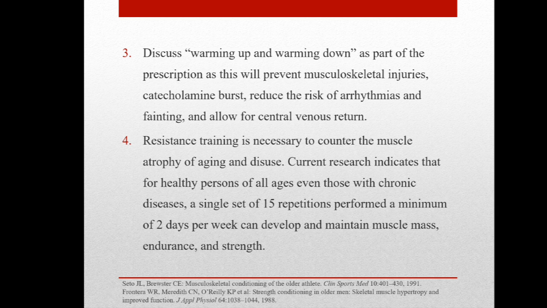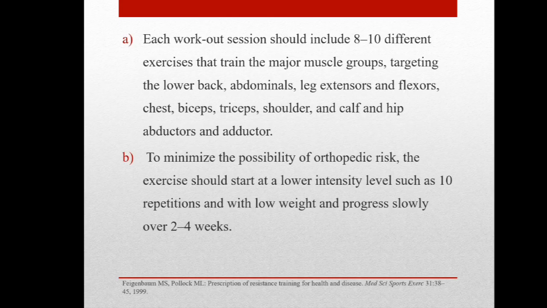Definitely, resistance training is necessary to counter the muscle atrophy of aging and disuse. Current research indicates that in healthy persons of all ages, even those with chronic disease, even a single set of 15 repetitions performed a minimum of 2 days per week can help develop and maintain muscle mass, endurance, and strength. The workout session should include 8 to 10 different exercises targeting the lower back, abdomen, leg extensors, flexors, chest, biceps, calf, and hip adductors and abductors.